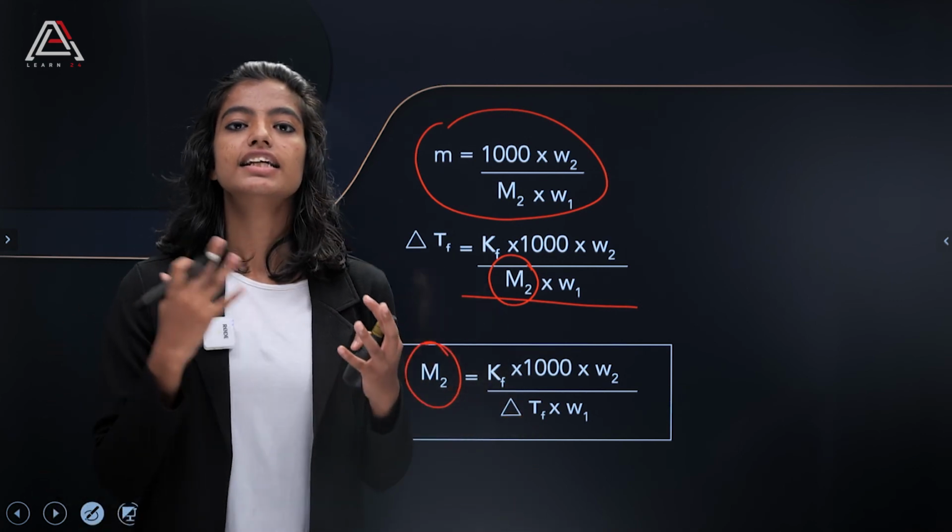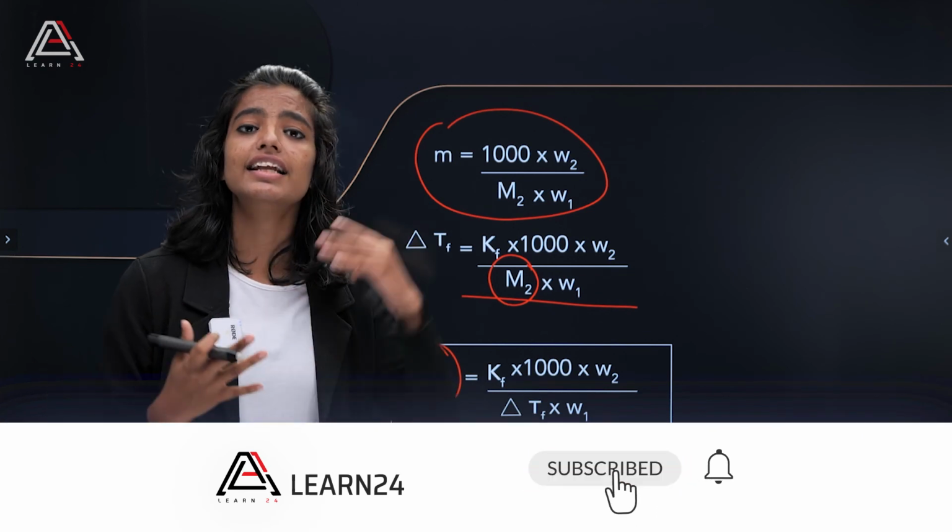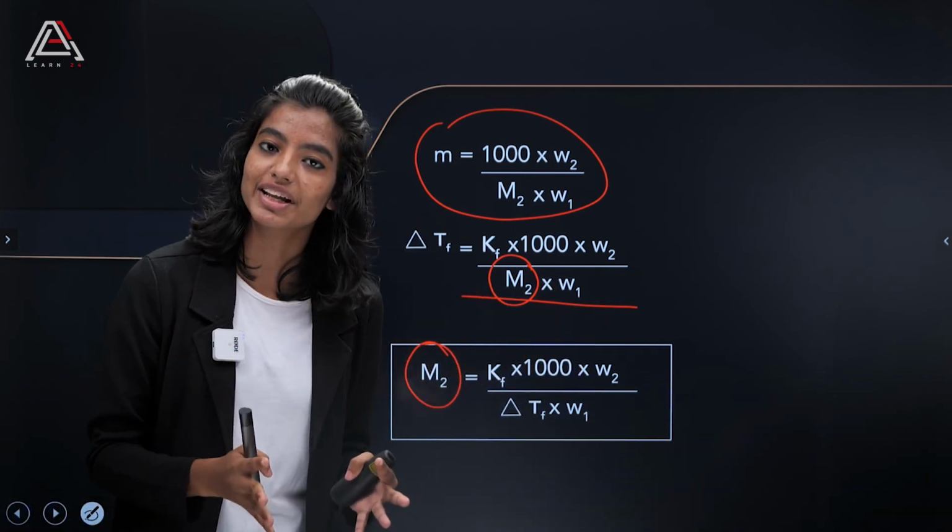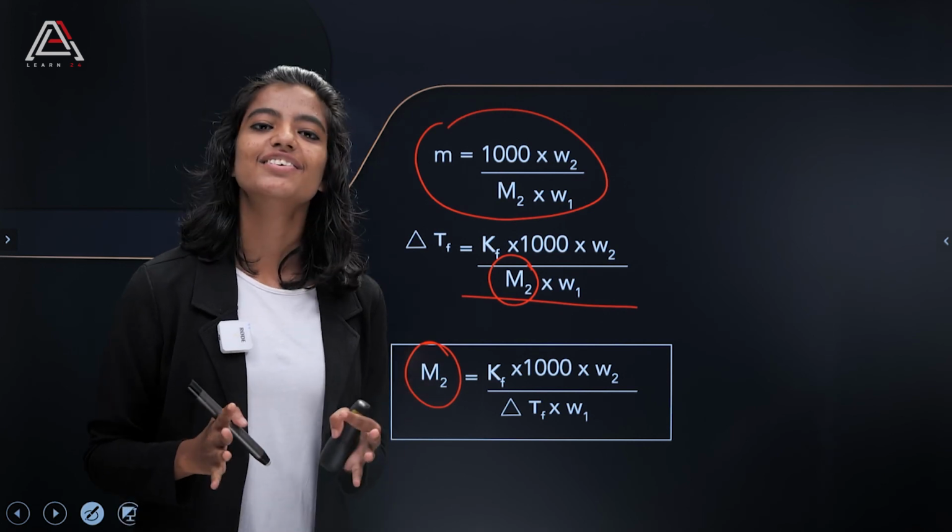We have studied 3 colligative properties, and in the next video, we are going to discuss the 4th colligative property called osmotic pressure.